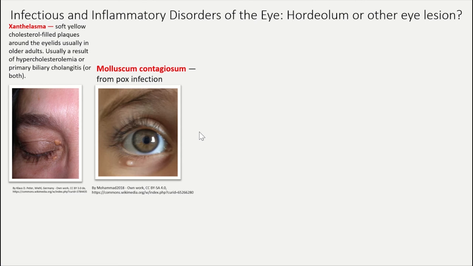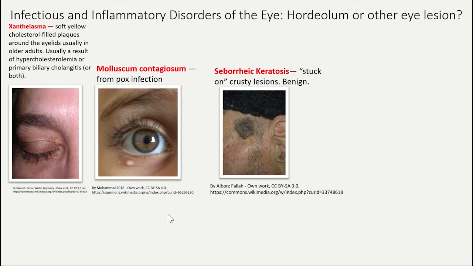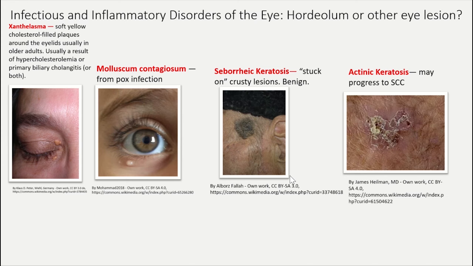Molluscum contagiosum, that's from a pox virus infection. How you know it's that is you're going to have this vesicular lesion with this umbilication in the middle, or this central indentation. This one is not really readily apparent, but that's the best picture I can get. Seborrheic keratosis is these stuck-on, crusty, benign lesions. It's keratin overgrowth, and this isn't obviously an eye, but this could be on the eyelid.